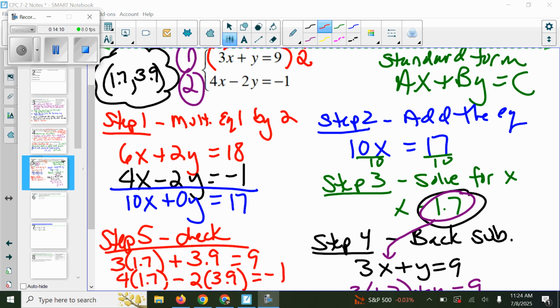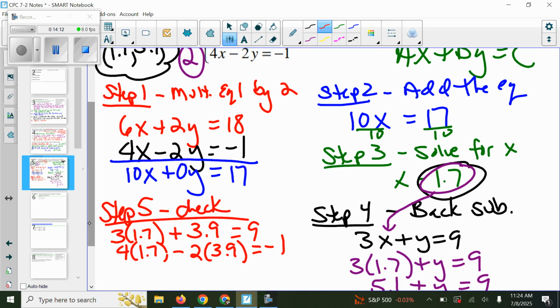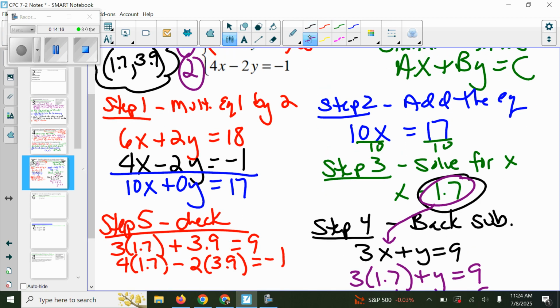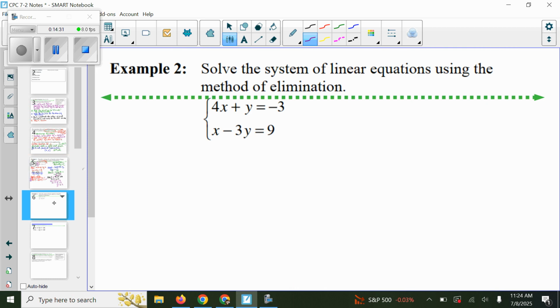Our check would involve substituting in the 1.7 and the 3.9 in equation 1, which is my work that I have shown on the top here, and then doing the same thing in equation 2, and just verifying that, yes, indeed, that does actually work. So that's the elimination process. That's what we do. It's a great way when we have these two systems of two equations and two unknowns. It's a nice way to do it.